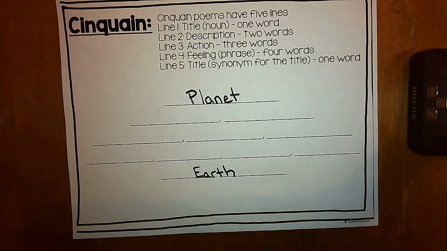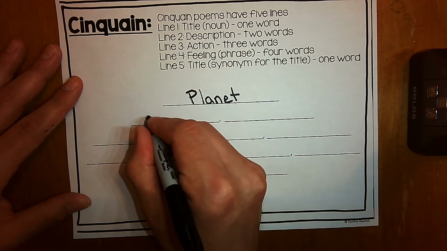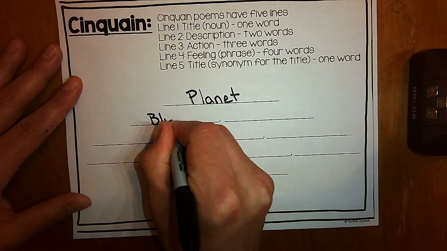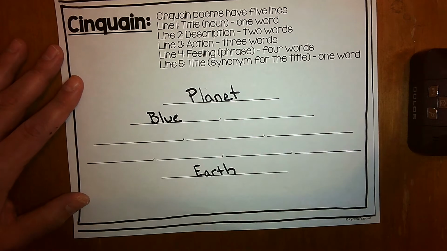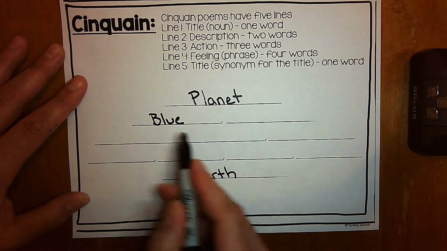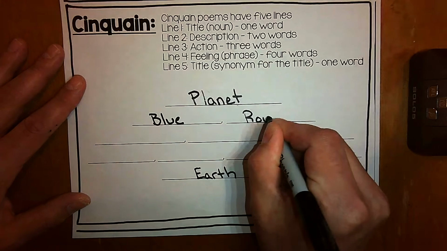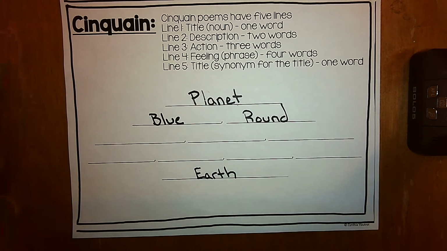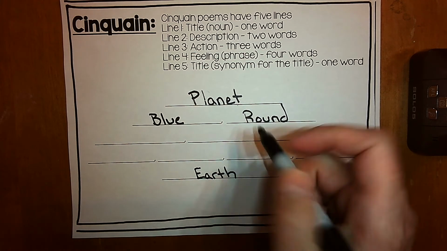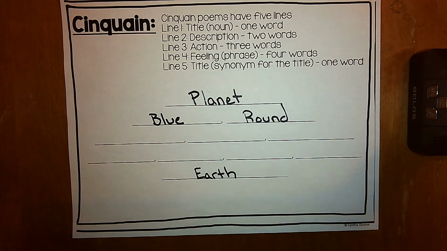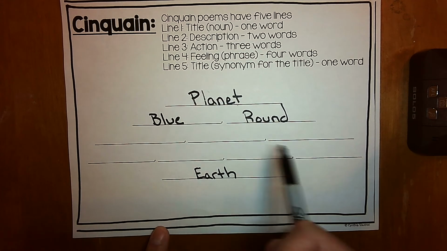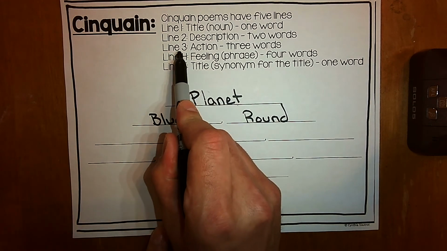Well, what is Earth like? Earth is blue. If you look at Earth from a satellite, you see a lot of blue, right? Because there's so many oceans. And Earth is round. It's not flat, it is round. It's a sphere, and we know that. And I decided to write about this because this ties in with our science unit too. And I am especially interested in Earth. So I have 2 lines, I have 3 lines already. So let's see what line 3 is.